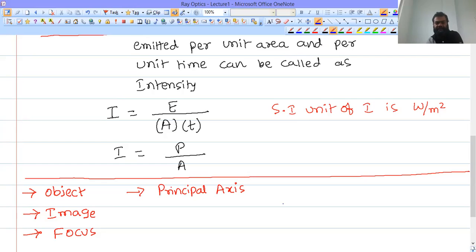Suppose, let us consider I'm having a source of light. Let us consider it as S. Now, we can see we are having different sources of light. One, I will consider as a torch light. Another one is a car headlight. Another one is a street light. All these, I can say, are sources of light, different sources.